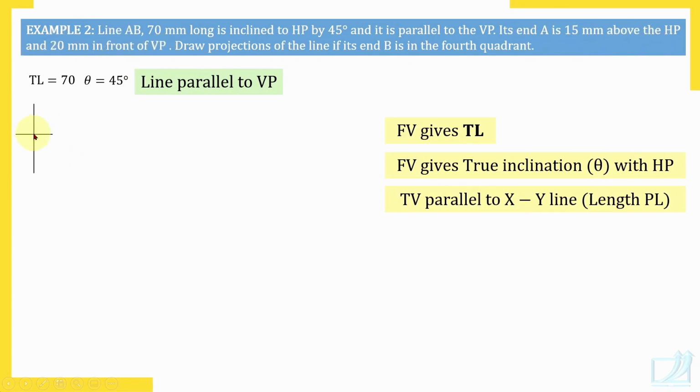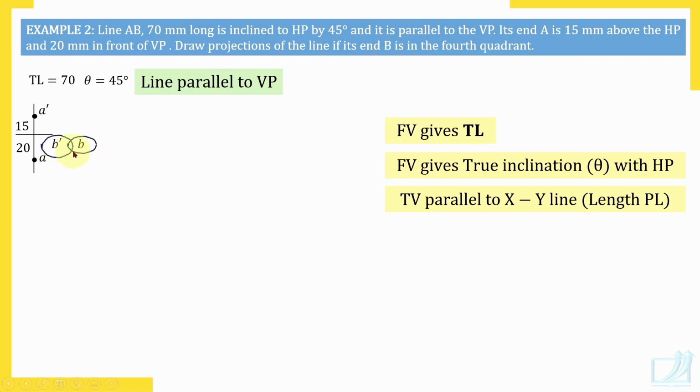So end A is 15 above HP, means above XY line. Front view gives distance from HP, and 20 in front of VP, so top view in front of VP. Point B is in fourth quadrant. It means B dash and B, both views of point B must be below XY line. So when you measure this angle theta 45 degrees, you will have to take care that end B is in fourth quadrant. Do you remember in the last problem, end B was in first quadrant.